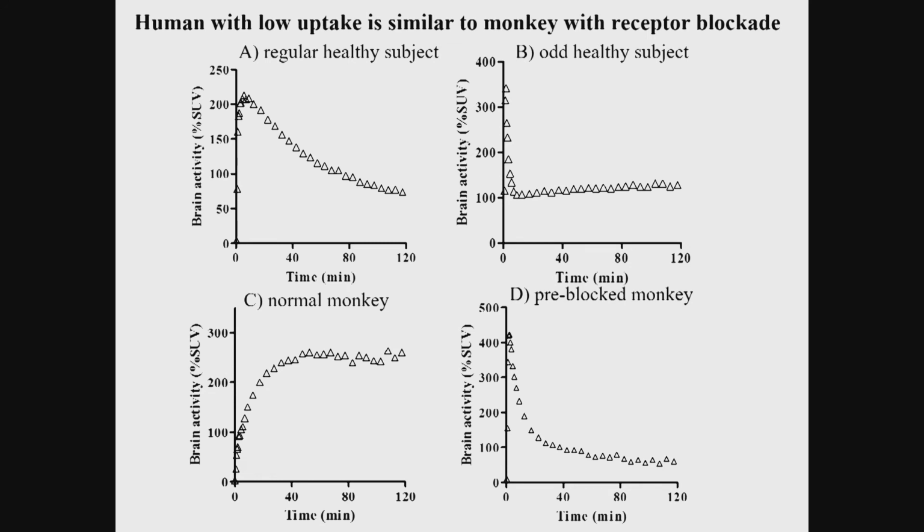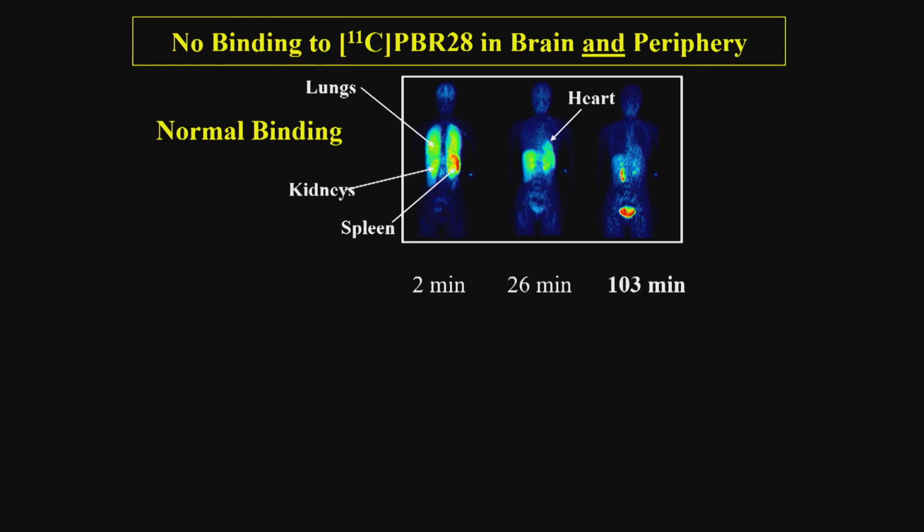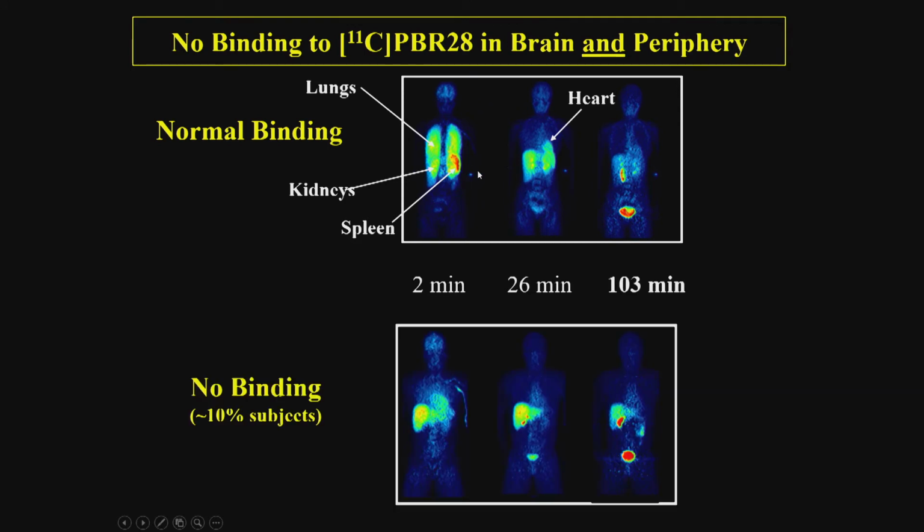And we thought, well, maybe Motrin's binding to the site. He stopped taking it, we came back, and sure enough, he had the same thing, rapid washout of activity from the brain, as if he had no TSPO. Well, we said, if he has this receptor in the brain, maybe he has none of these receptors in the periphery. And here's a whole body image of this TSPO radioligand. Like in the monkey, there's very high uptake in the lungs, the kidneys, and the spleen. But in this no binding subject, which represents about 10% of the healthy population, there's no binding there.